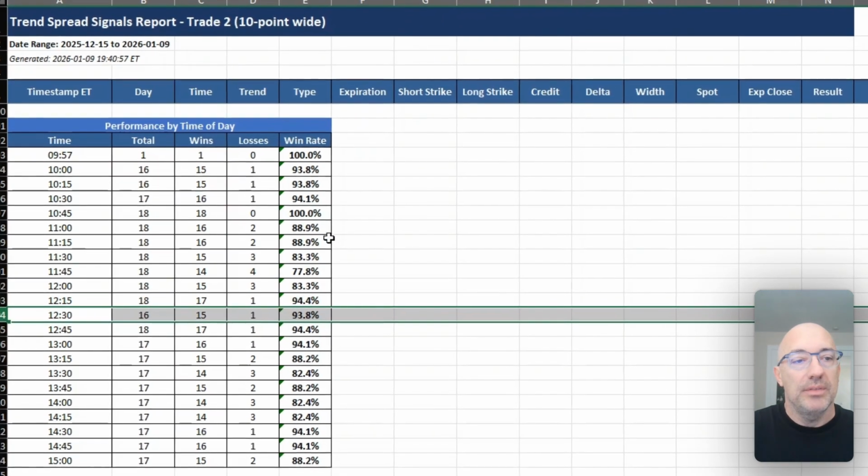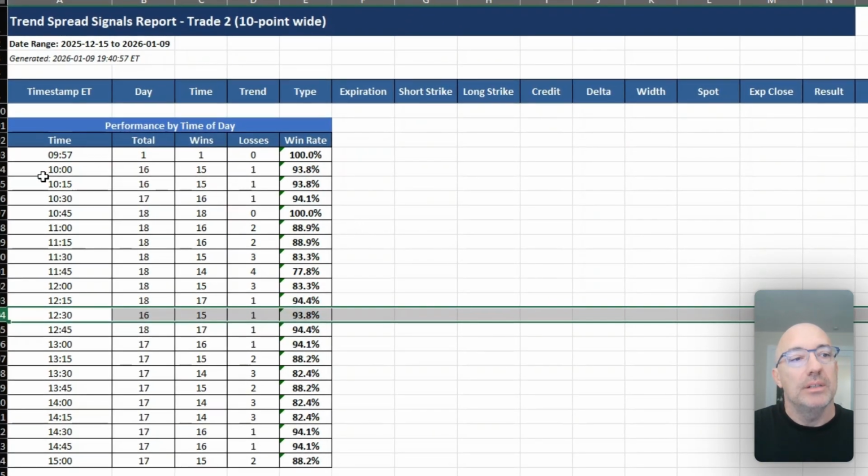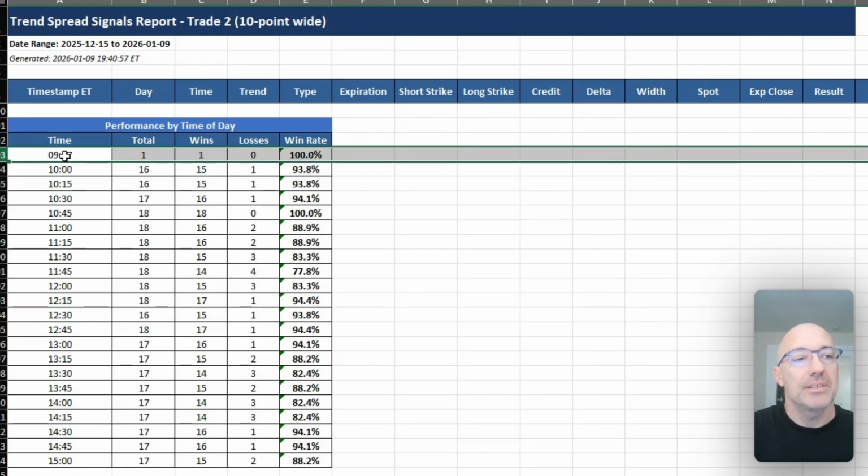And we're going to start with the 10-point wide. You can see that we're breaking this out by time of day. We have our 15-minute intervals. This was a glitch. It actually fired early, and so that's something we corrected. So we're still working out the bugs a little bit, but this is essentially the 10 a.m.